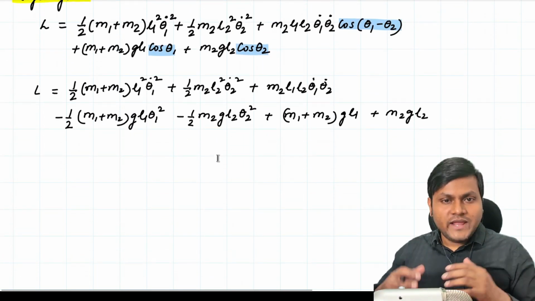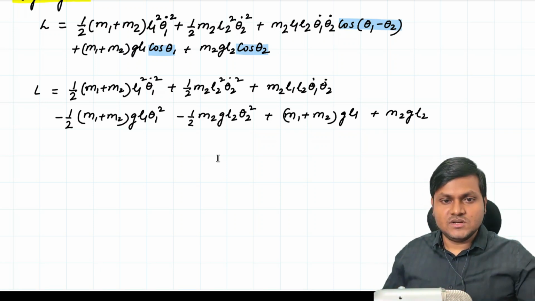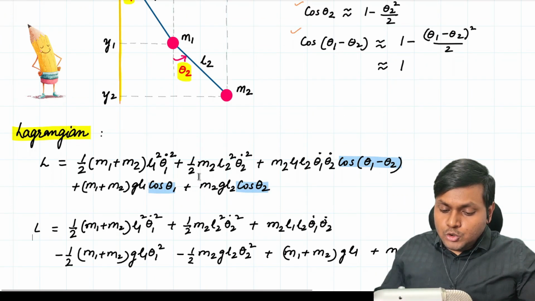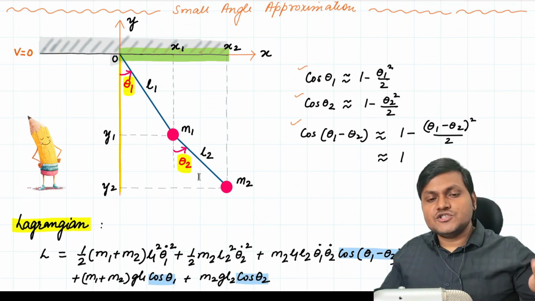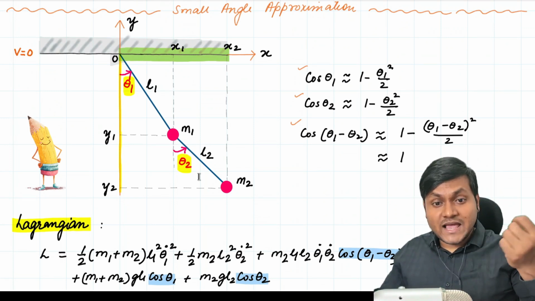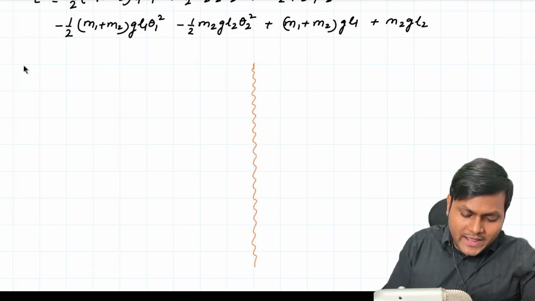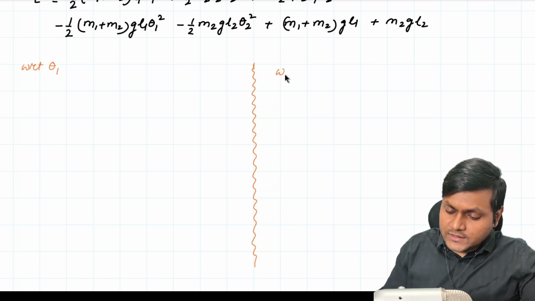Now to obtain the equations of motion, I'm just going to plug in the values of the Lagrangian in the Euler-Lagrange equations. Now here there are 2 unknown variables, θ1 and θ2. So the equations of motion will be with respect to θ1 as well as with respect to θ2 separately. So on one hand, I'll apply the Euler-Lagrange equation with respect to θ1, and on the other, I'll apply the Euler-Lagrange equation with respect to θ2.